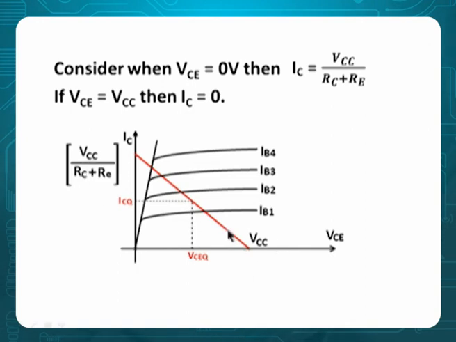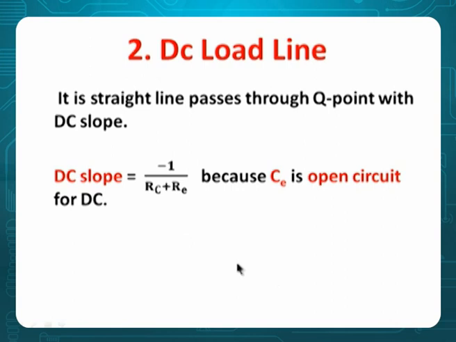That's why we are very much interested in the DC load line. And if the Q point is one of the values on the DC load line, therefore the Q point always varies on the DC load line. So let me talk to you second, with that idea, the DC load line. It's a straight line that passes through the Q point with a DC slope, where CE is open circuit because for DC, capacitor is open circuit.